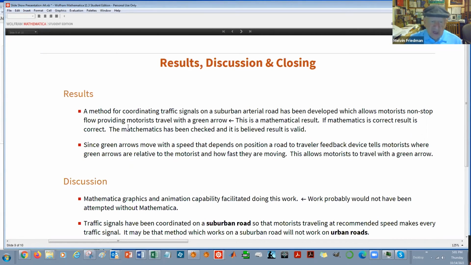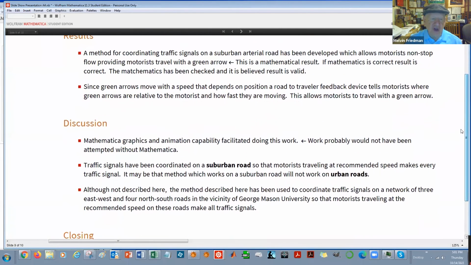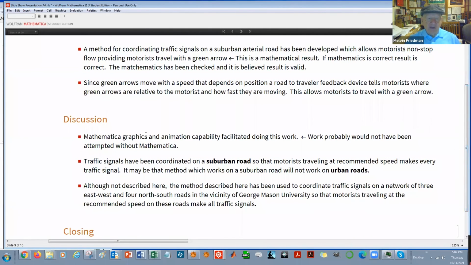And because the green arrows move with a speed that depends on position on the road, you need a feedback device to tell you what speed you should go. Finally, I would like to say mathematics, graphics, and animation capability greatly facilitated this work. I probably wouldn't have tried it without Mathematica.